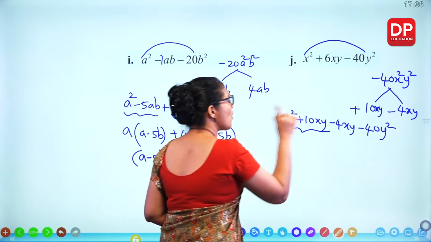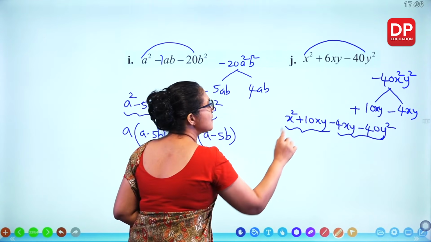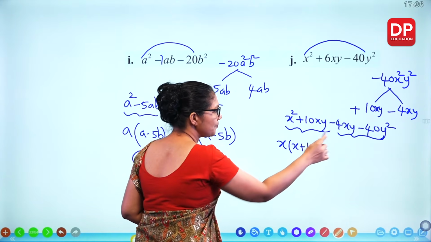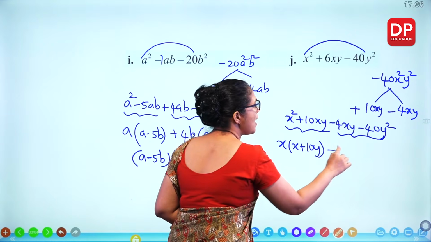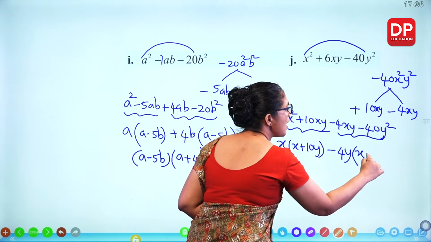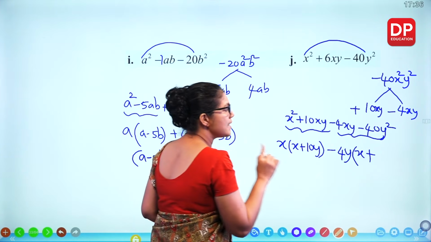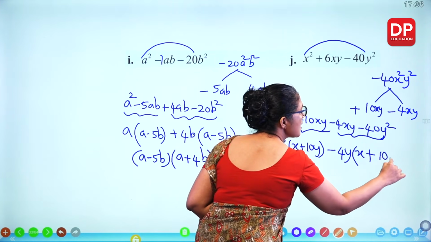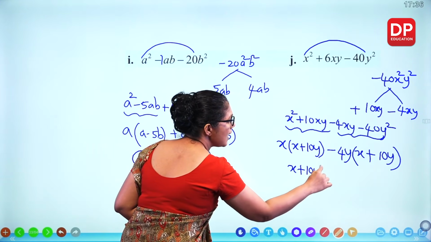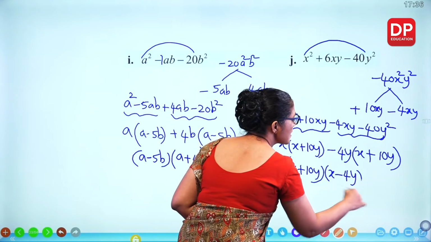Try to factorize now. Take the first two separately and the last two separately. Here x is common, take it out and write x plus 10y. In this one, minus 4y is common, take it out. We have already taken the minus, so it is x plus 10y. So x plus 10y is common again, take it out, and the remaining one is x minus 4y.